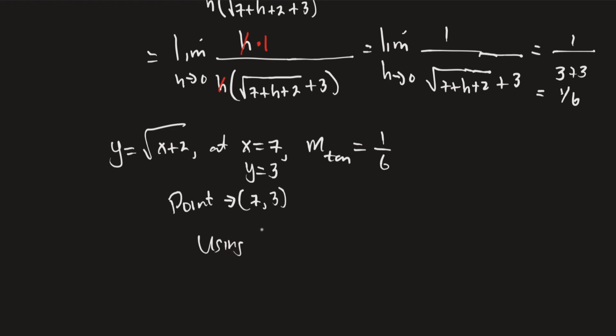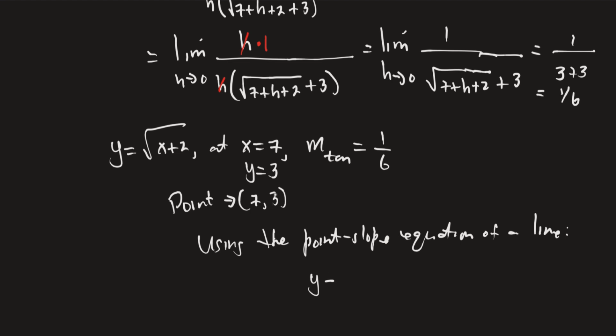So using the point-slope equation of a line, that will give us the equation of the tangent line, because we now have the slope of the tangent line. So it's y minus the y value, which is 3, and then that's equal to 1/6 of the quantity x minus the x value, right? So this is an equation.